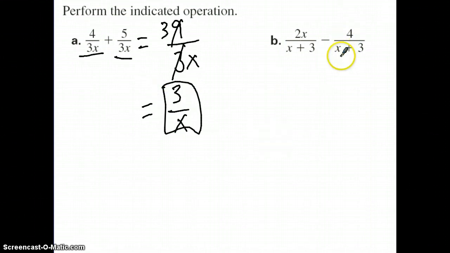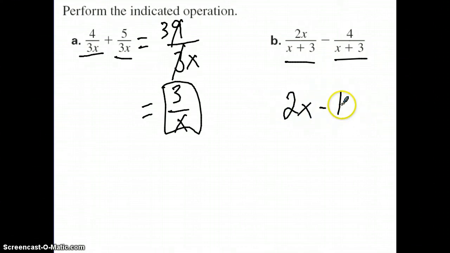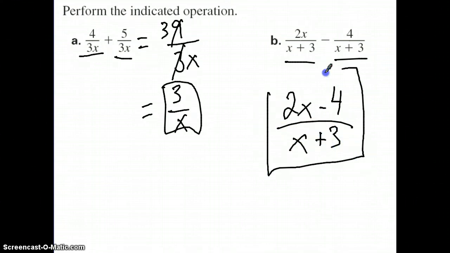Okay, over here, same thing. We look, x plus 3, x plus 3. Okay, it's the same denominator, so we can simply just subtract 2x minus 4 all over x plus 3. Now, at this point, we cannot simplify that anymore. There's not a factor that's the same that we can cross out, so it's just the quantity 2x minus 4 over the quantity x plus 3.